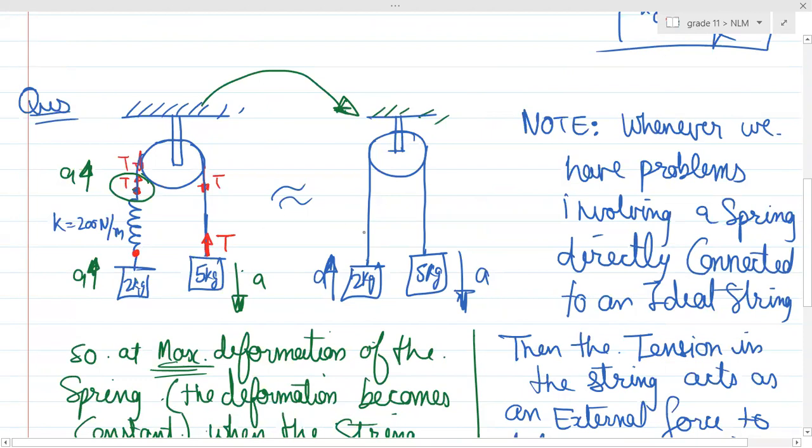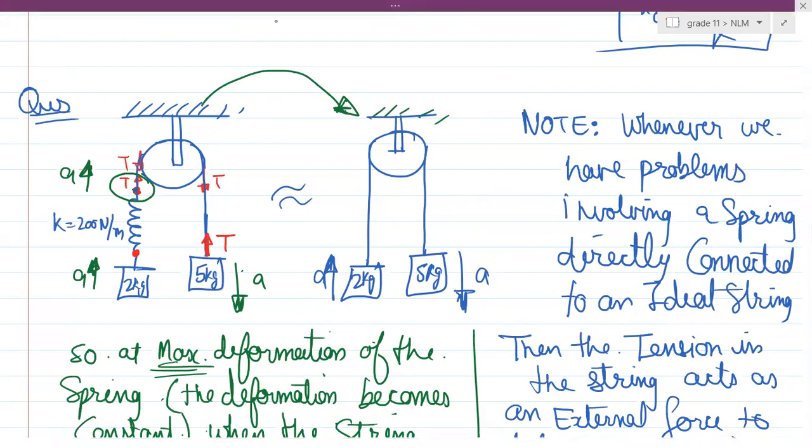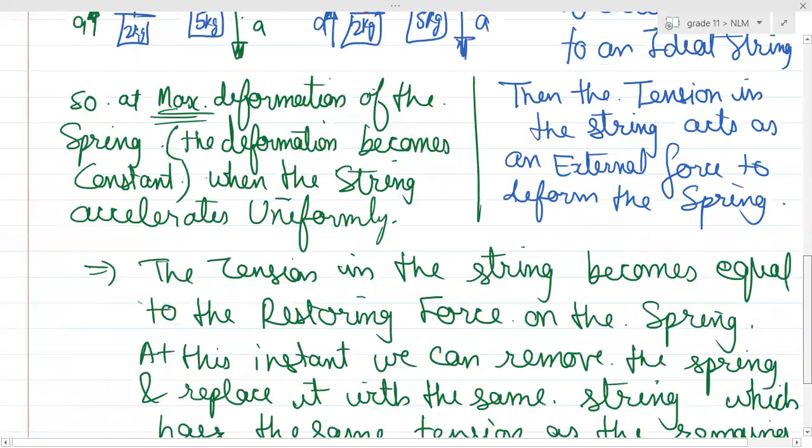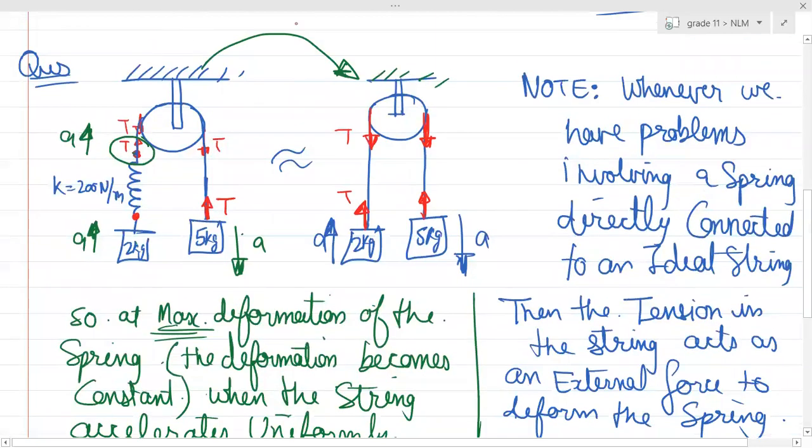But now what will be the case? You know, the tension which you have drawn, that tension will be responsible for producing the extension in this. Are you getting my point, guys? Yes. So please note this example. You can convert this to this. Now I'll give you a question based on this, okay? And then we'll do some more questions based on the same concept.